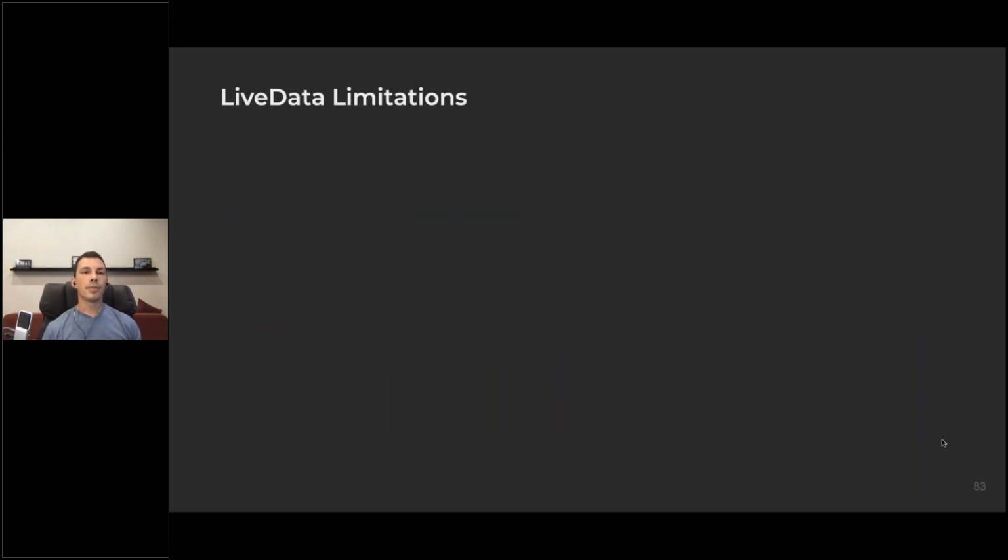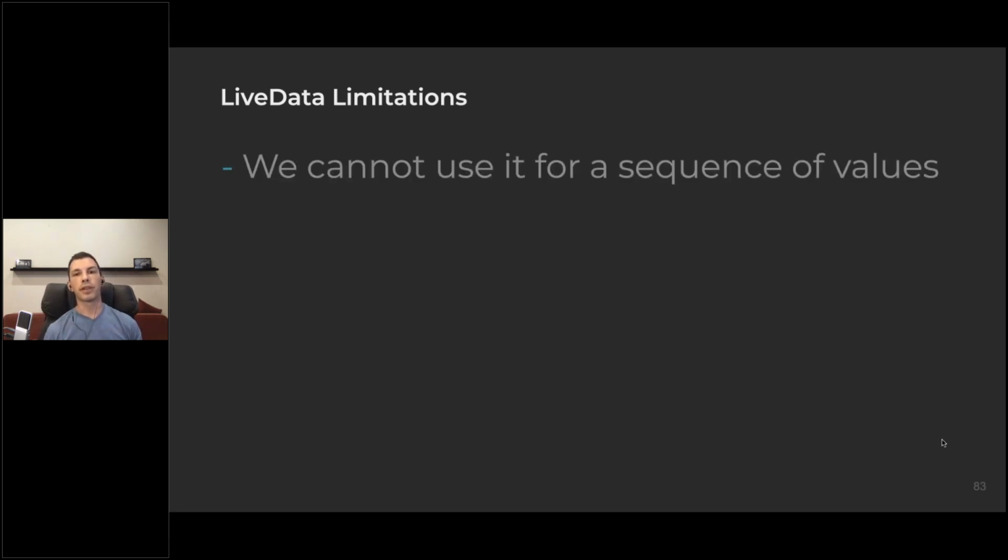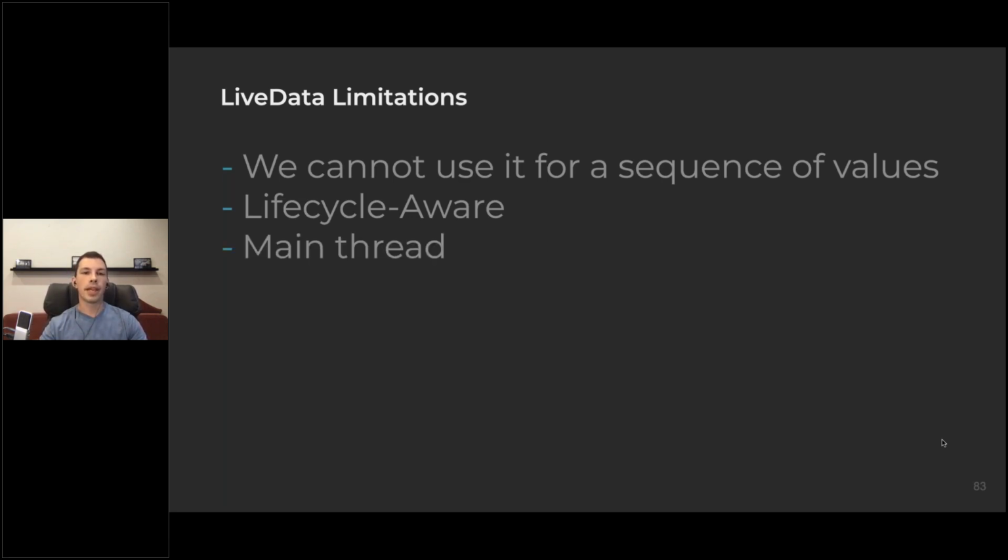Oh yeah, talking about live data, we're also talking about limitations. First of all, we can't use it sequentially. Actually, we can, but we can rely only on the last value that I showed you in the example when I showed you the activity and the view model onCreate method. Then live data is lifecycle aware. For sure, we can use the observeForever method to get rid of these lifecycle aware things, but I think it's not the best practice. And live data is for the main thread for sure.